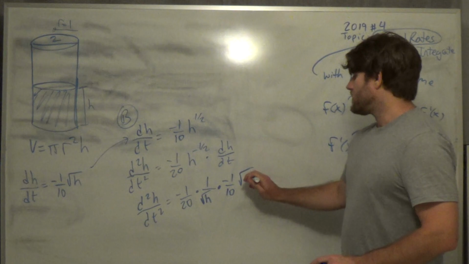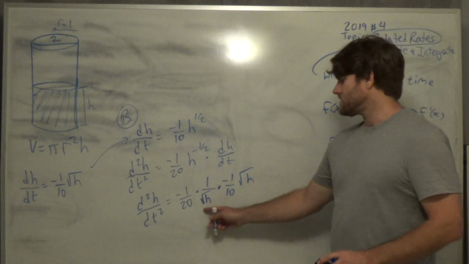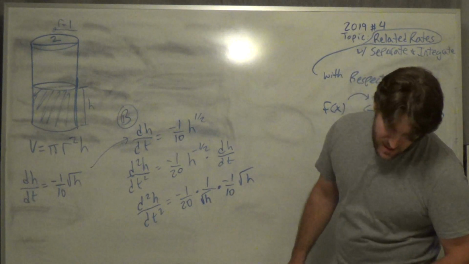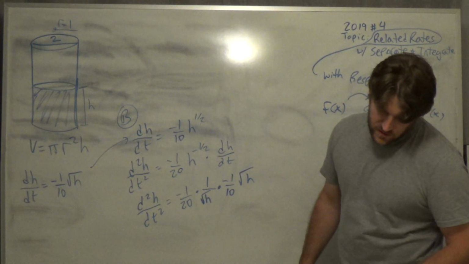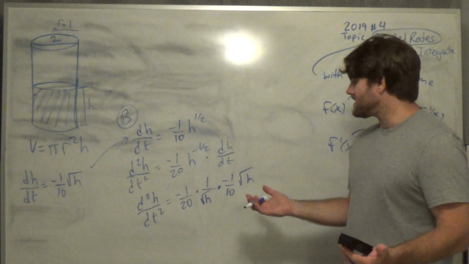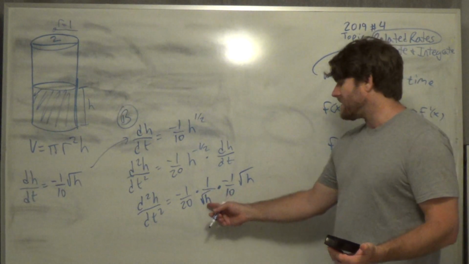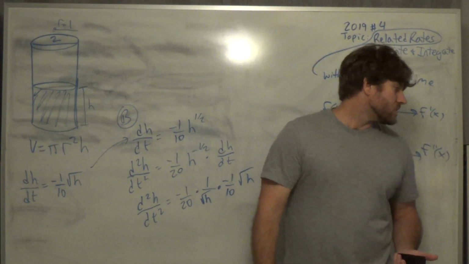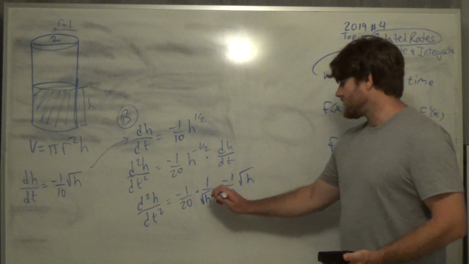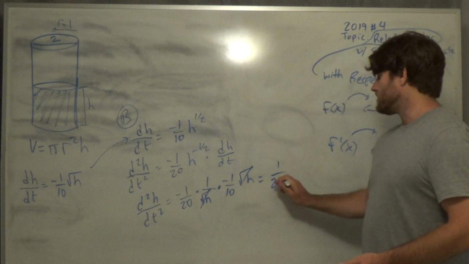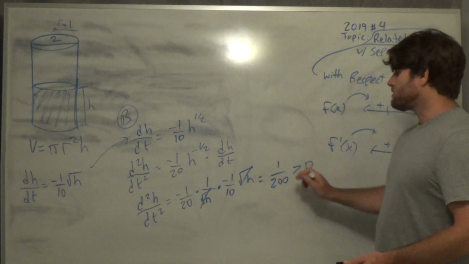And kind of the reason I wanted you to see this is, do you see how the heights cancel out? It doesn't matter that it says when the height of the water is 3 feet. It could say when the height of the water is anything. It actually doesn't even matter, because no matter what, those two are going to cancel. And when they cancel, there's nowhere to even plug in the 3. You're left with a number, 1 over 200. And 1 over 200 is positive.